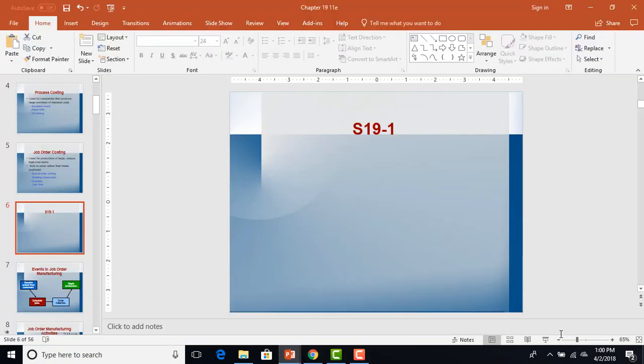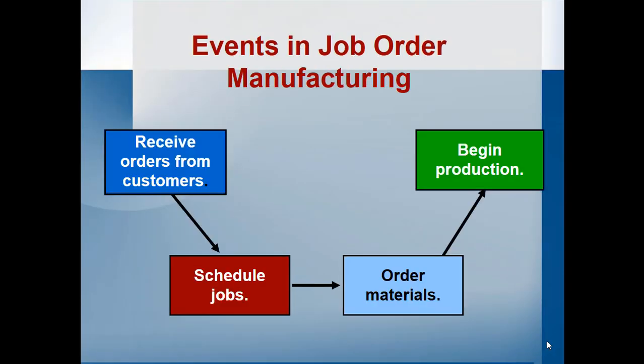So let me hop back over here to our PowerPoint slides real quick. All right, the events in a job order manufacturing system. So when we think about this job order manufacturer, the first thing that has to happen is they have to receive orders from customers, right? If we're talking about building things to order, then I can't start a job until I actually have a customer that's willing to pay for it and to order it, right? All right, so once I receive these orders from customers, then I can schedule these jobs. Once I can schedule the jobs, then I know when I'm going to need the different materials, so I can order those materials. And finally, I can begin production of these jobs.